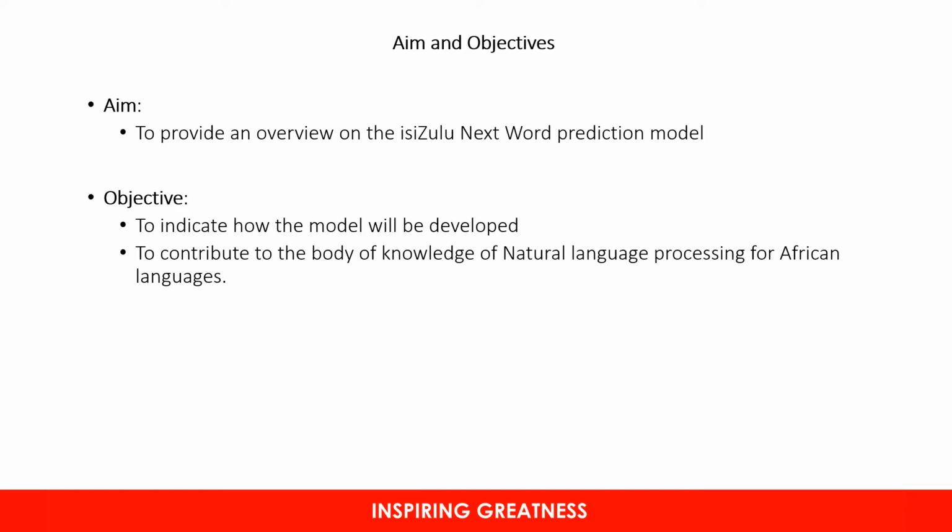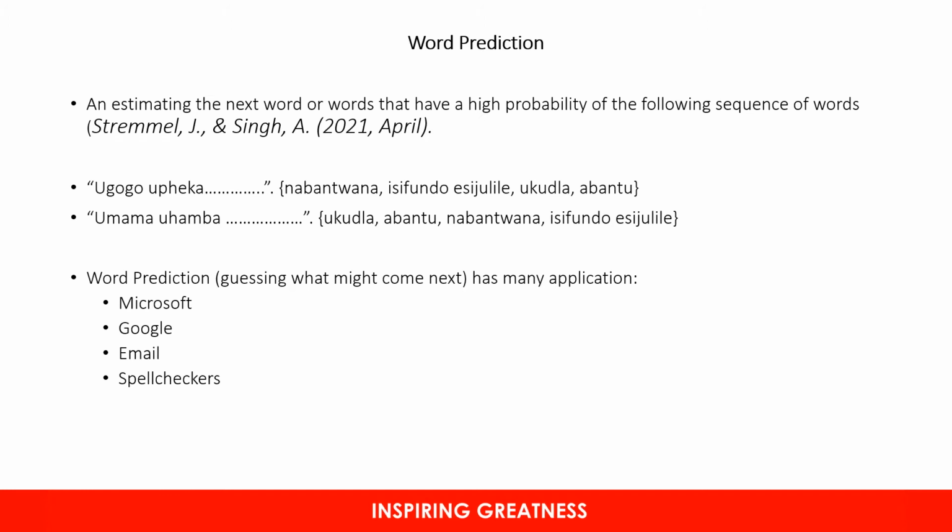processing for African languages. To give a bigger picture of word prediction, Singh and Stremel have formally defined word prediction as estimating the next word or words that have the high probability of following a sequence of words. I've also provided two examples, as we can see: ugogo upheka, up until umama uhamba. Then the model will choose, using the n-gram algorithm, the following word and suggest that word to the user.